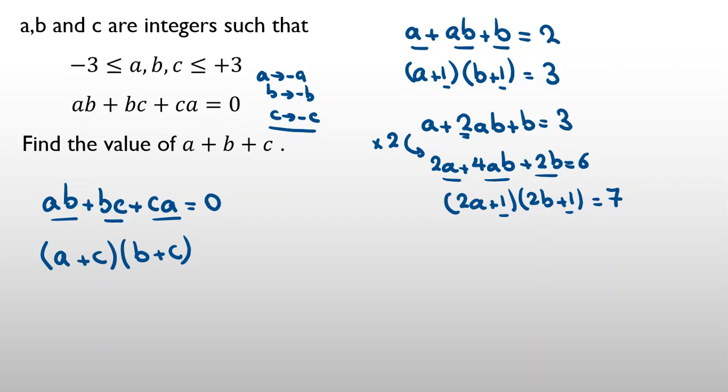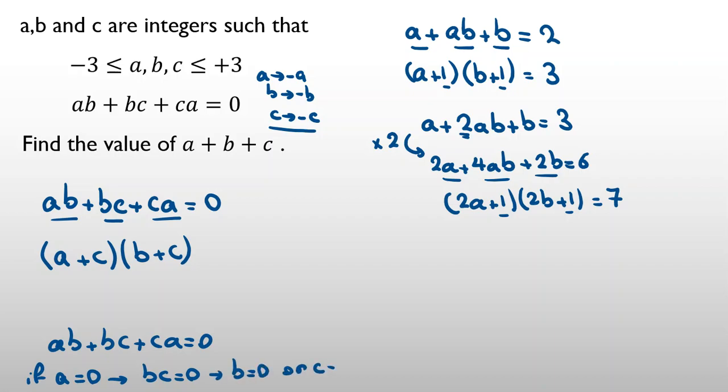Now, let's consider other things. When we have AB plus BC plus CA equal to 0, if one of them is 0, for example, if A is 0, then we conclude BC is 0. So then B is 0 or C is 0. So if one of them is 0, then at least one of the other two is 0. If two of them are 0, for example, A equal to B equal to 0, then it is satisfied.